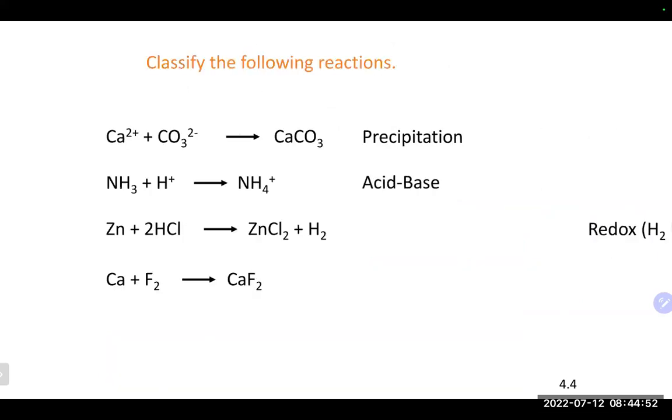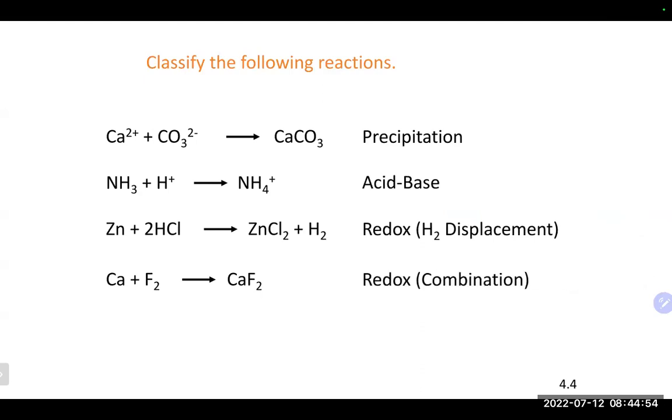So here we could go through and classify some of these reactions. First one is a precipitation reaction, as calcium carbonate would be a solid. That's an acid-base reaction. H plus is an acid, NH3 is a weak base. That's a single replacement reaction, which is a redox reaction, the zinc coming in and getting out the hydrogen. And this is also a redox reaction or a combination or synthesis reaction. Again, basically electrons being transferred in this case.